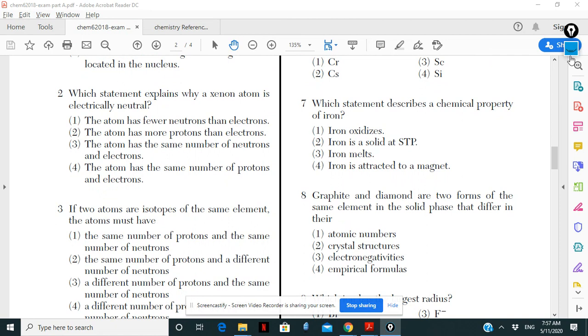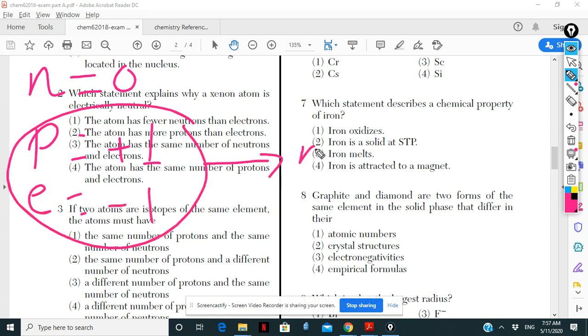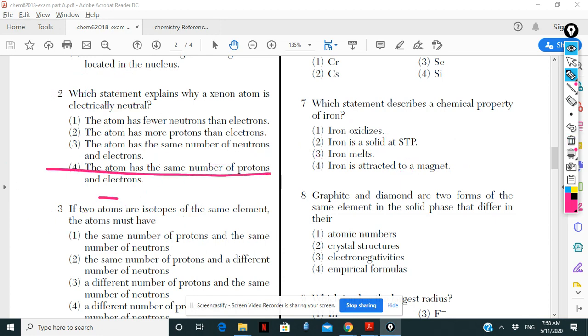Now, which statement explains why a xenon atom is electrically neutral? Electrically neutral: the subatomic particles, as we said, neutron has 0 charge, proton is +1, and electron is -1. So the net result equals 0. That's why the atom is neutral. That's because protons and electrons are equal in number and they have opposite charges. So the answer is going to be 4.